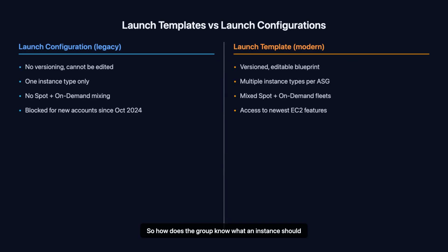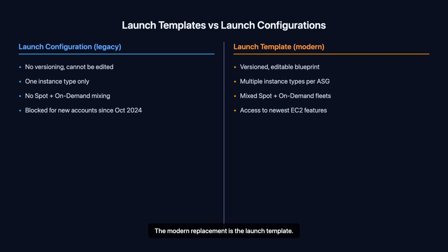So how does the group know what an instance should look like? That comes from a blueprint. The old blueprint was called a launch configuration, and it's a dead end. It can't be versioned or edited, it locks you to a single instance type, and it can't mix spot and on-demand instances. Accounts created since October 2024 can't even make new ones.